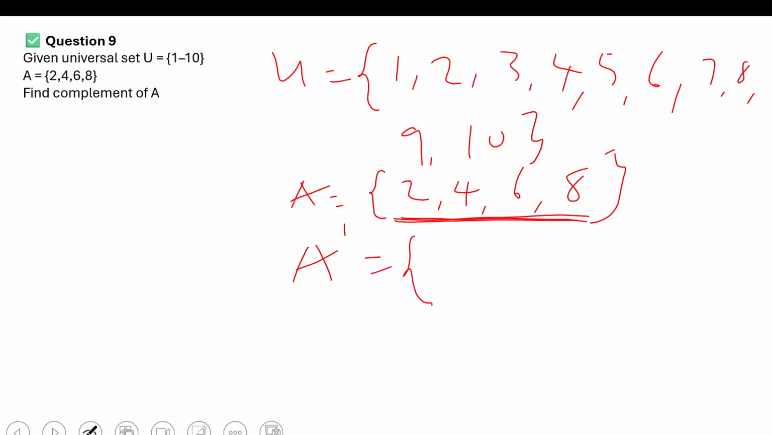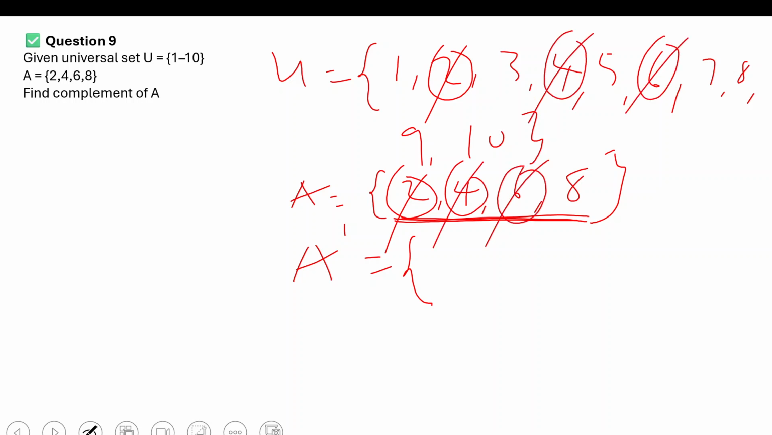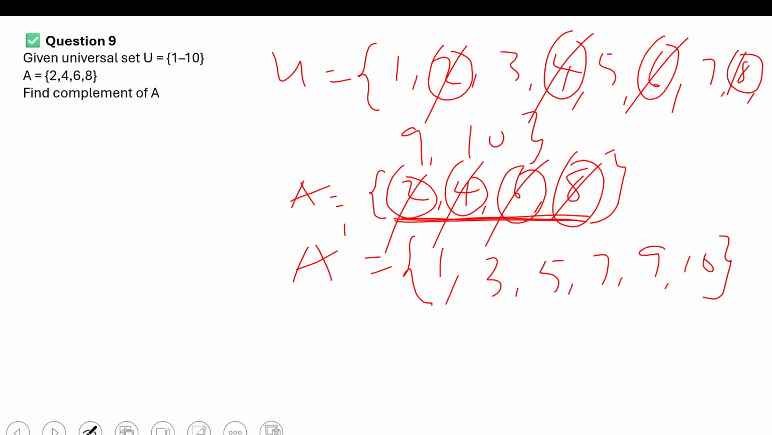Practically, I have a 2 here, so I strike it out. I don't need this one. I have a 4 here, I strike it out. I have a 6 here, I strike it out. I have 8 here, I strike it out. So what is left is the complement, that is 1, 3, 5, 7, 9, and 10. So what is not in A but in the universal set is known as A complement.